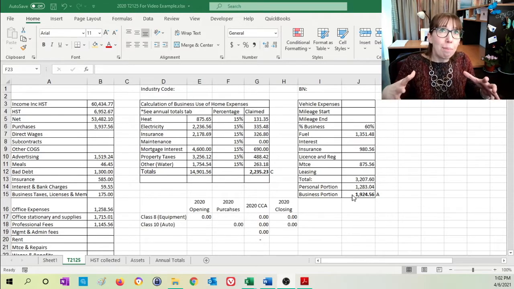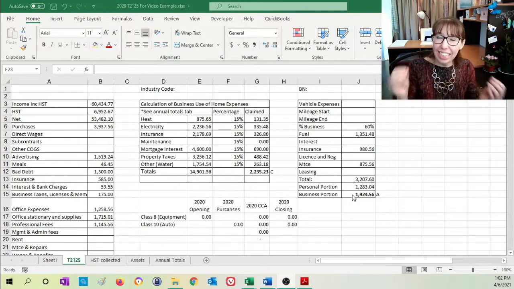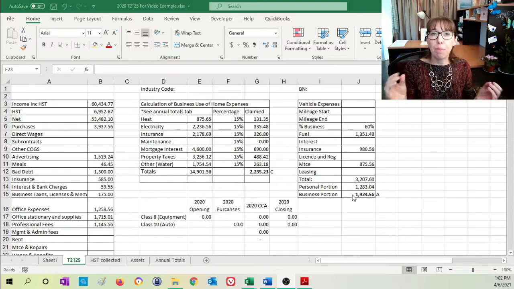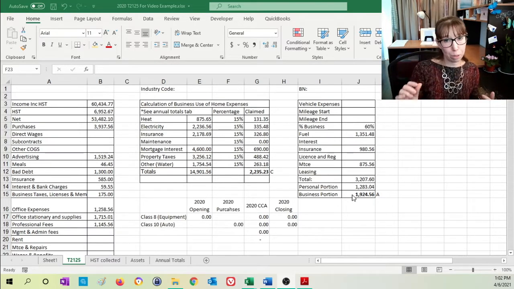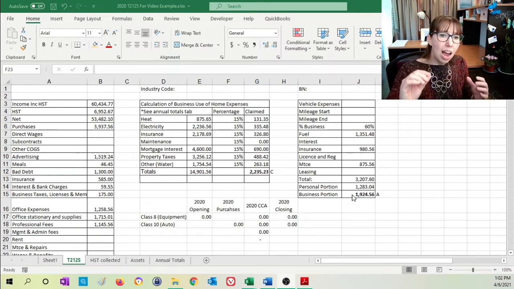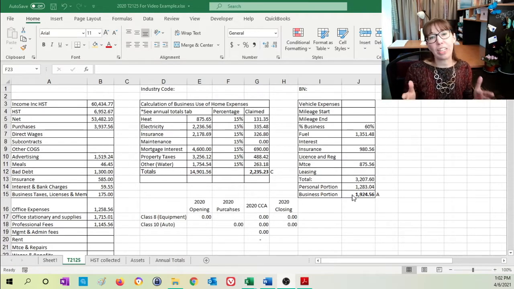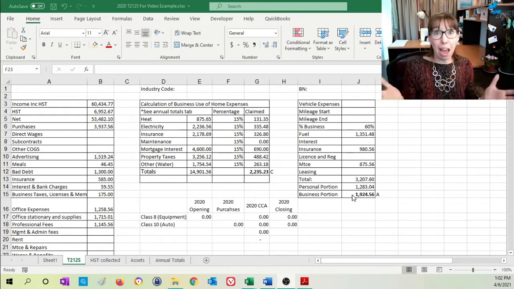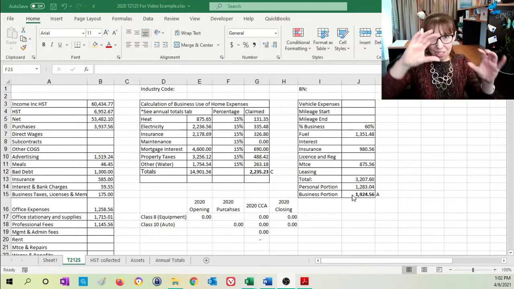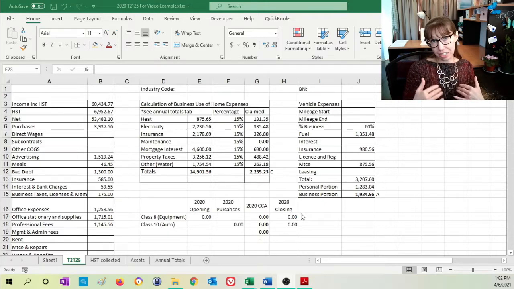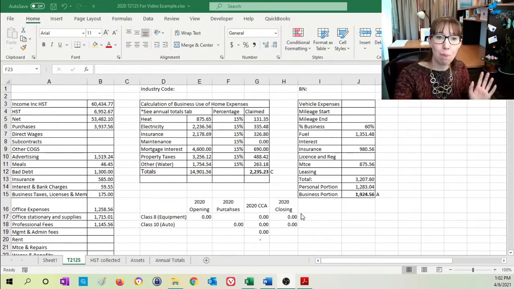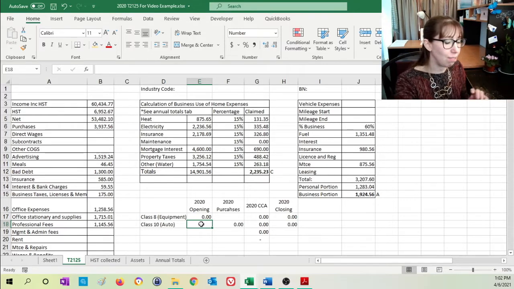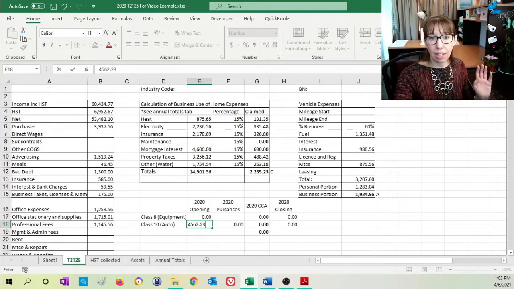Each category of asset, called class of asset, has a different percentage that you can claim over time. So vehicles, for example, are 30%, and equipment is 20%, and so on and so forth. I did not purchase my vehicle in 2020. I purchased it earlier than that. And so I already have a closing balance of how much I haven't claimed in CCA yet, the book value. All I need to do is look at my 2019 tax return and see that the closing in 2019 is going to be my opening in 2020. So let's just say, for example, it's $4,562.23.